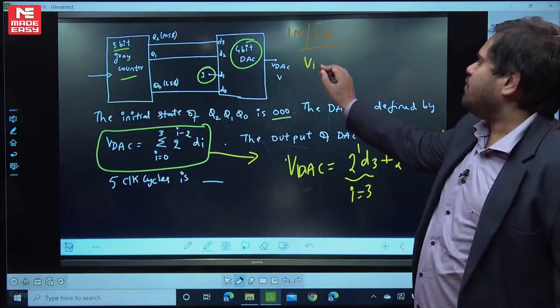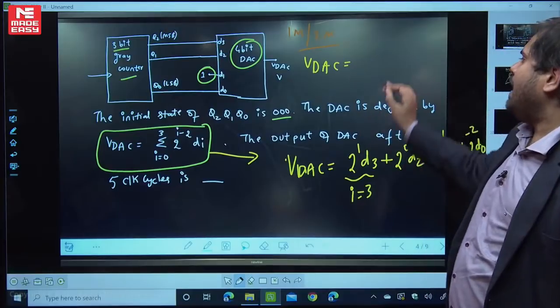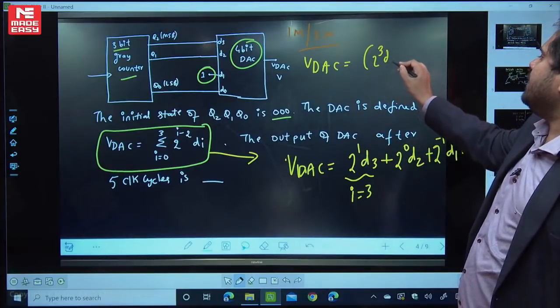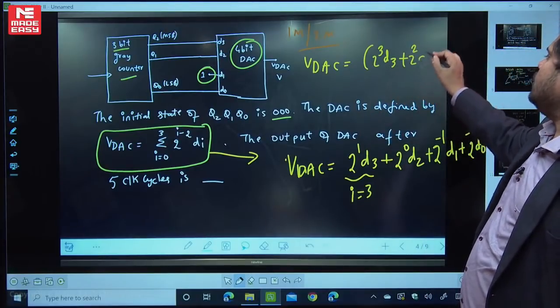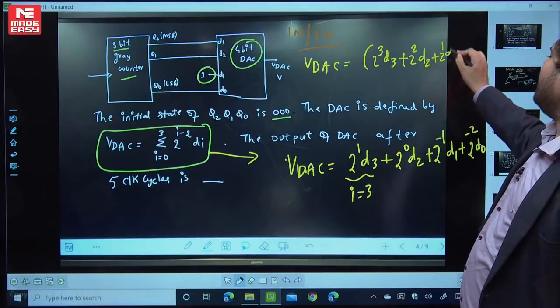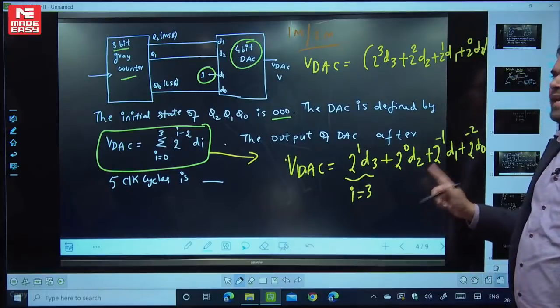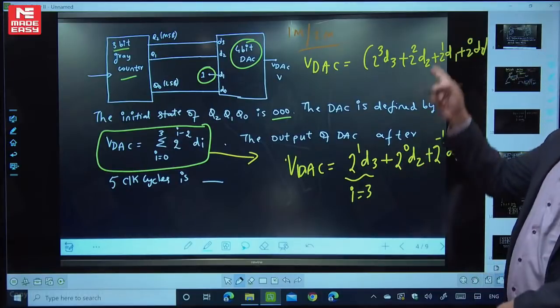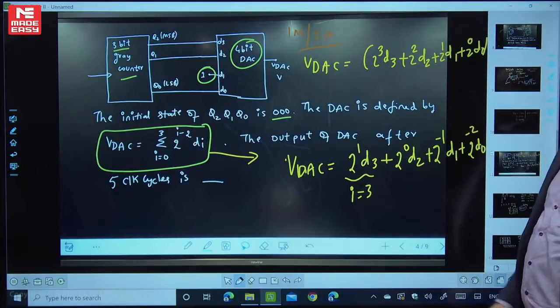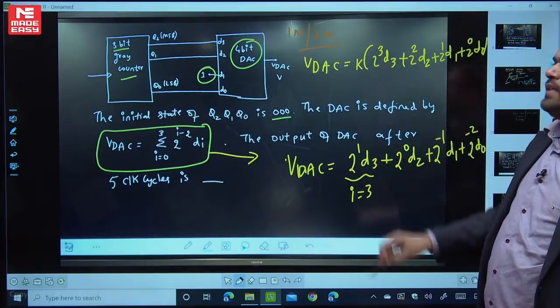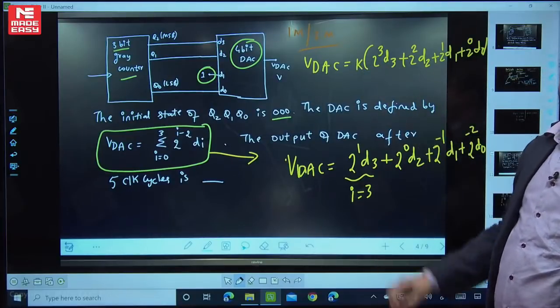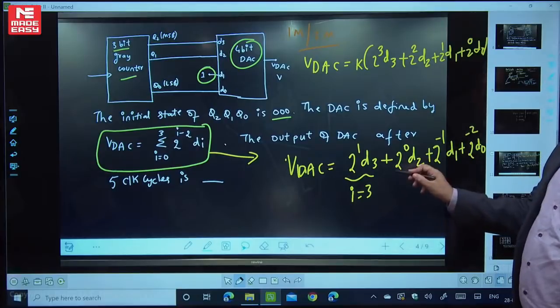So this is the given DAC equation, and I will bring it into standard form. How will I bring it into standard form? 2 power 3 d3, 2 square d2 plus 2 power 1 d1 plus 2 power 0 d0. This is the standard form. This is what is given, and this is what I want. Actually, the standard form goes like this: k into the bracket, where this k is called the resolution. Now I have to bring this into this form.